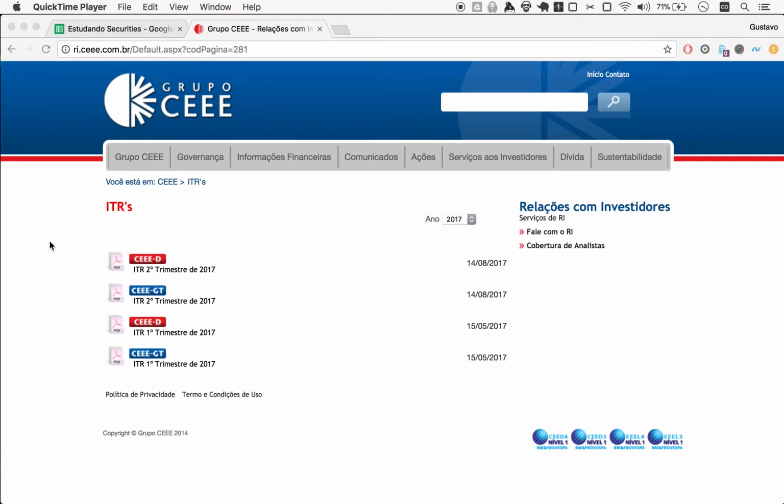Today's randomly selected company is Companhia Estadual de Energia Elétrica, the Distribution division, so CEEE. This is an energy company that operates mainly in the state of Rio Grande do Sul, if I'm not mistaken. Rio Grande do Sul is not one of the largest states in Brazil in terms of population or area, but it's one of the most well-off states economically. So CEEE caters to that population.